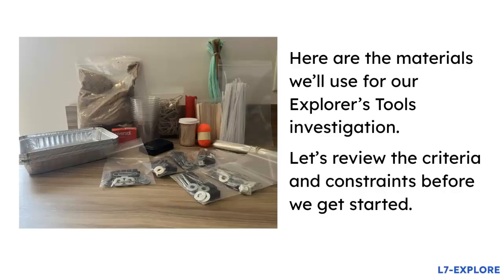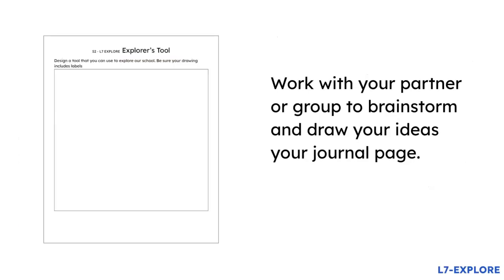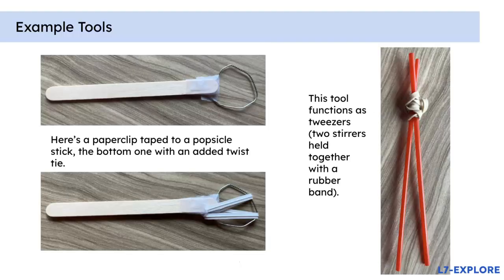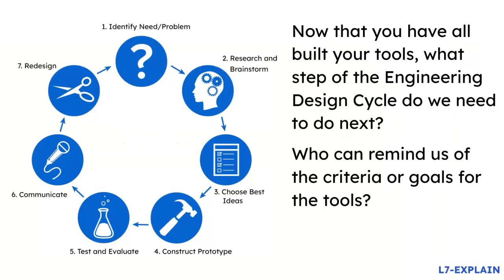For the Explorer, you'll go over the materials that students will get for tool building. You'll put students into pairs or groups and direct them to the Explorer's Tool Student Journal page. They'll also refer to the Scientific Drawing Rubric Student Journal page to support them in sketching their tool. Once students have chosen their best idea, they should come to you to get materials to begin building their tool. There is a tutorial with directions for the activity and example tools.